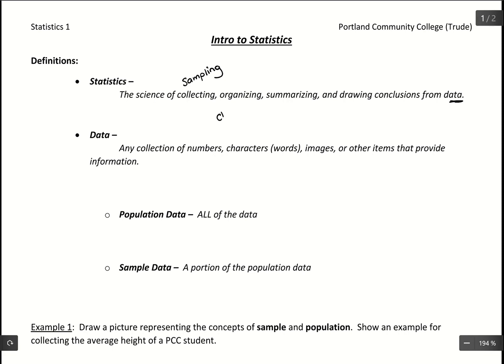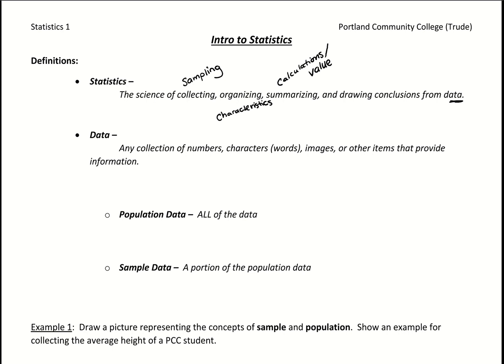Another part is organizing the data. And with organizing the data, we're thinking about the different characteristics of what we collected. So something we'll talk about are the type of variables that we can have come out. Then summarizing the data, this is where we get into the mathematics of it. These are usually calculations or specific values that kind of reflect the data as a whole.